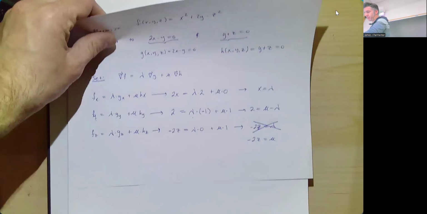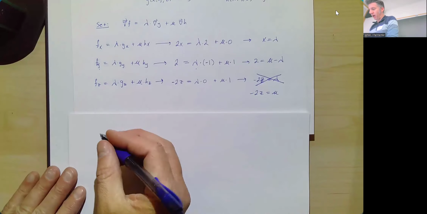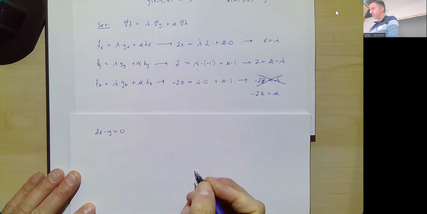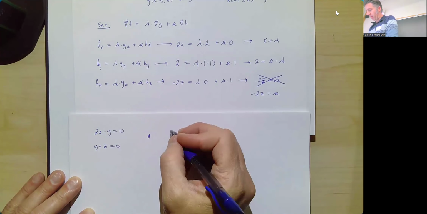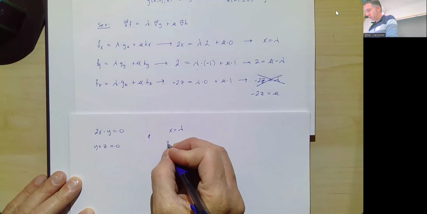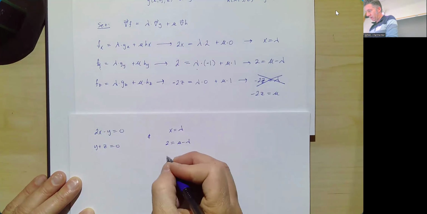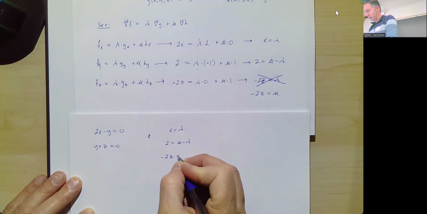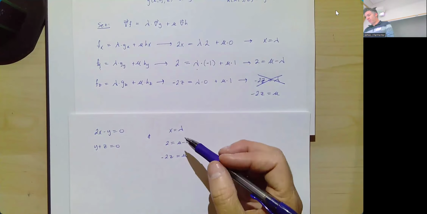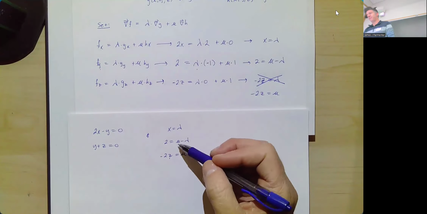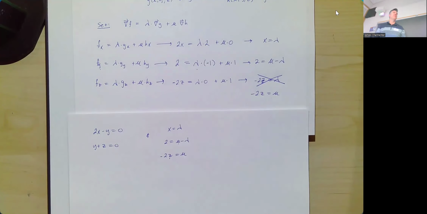So here's what I'm seeing. I've got 2x minus y equals 0, and I've got y plus z equals 0. I also have the stuff I just came up with: x equals lambda, 2 equals mu minus lambda, and negative 2z equals mu. I think I see the way. But again, it's dicey. There's a lot of things you could do. I'm going to do it my way, and then we can go back and see if we can do it the other way.